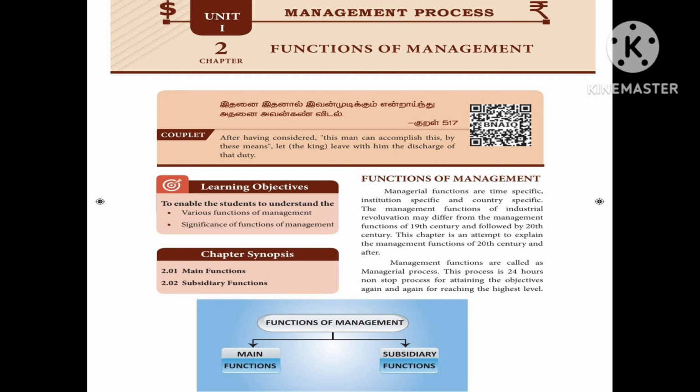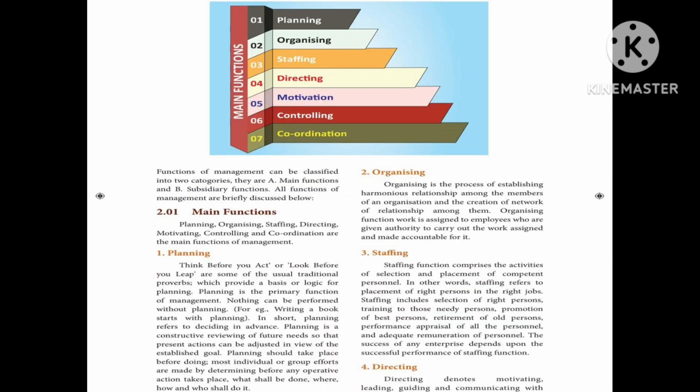Management functions are called the managerial process. This process is a 24 hours non-stop process for attaining the objectives again and again for reaching the highest level. Functions of management can be classified into two categories. They are main functions and subsidiary functions. All functions of management are briefly discussed below. Main functions. Planning, organizing, staffing, directing, motivating, controlling and coordination are the main functions of management.